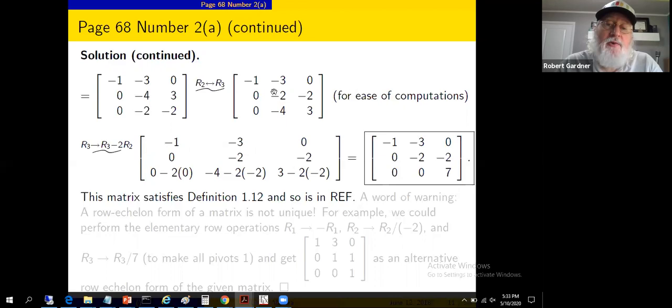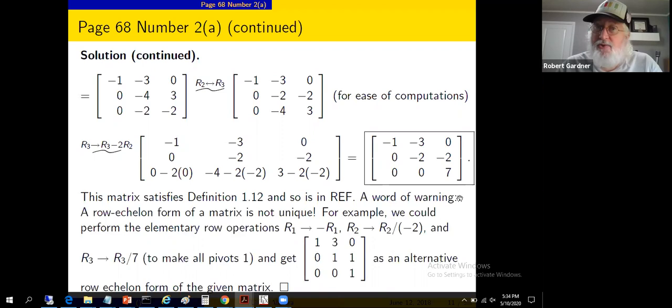Some other things happen. This stuff over here on the left, because we got the zeros already there, those will never change, unless we use row 1. I told you to leave row 1 alone. If you use row 1, you're going to mess up these zeros underneath. That's why we're going down and over and always looking below at this stage. Do the arithmetic, produces this. That's row echelon form. So that's an answer.